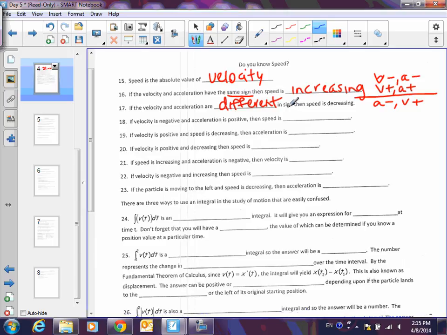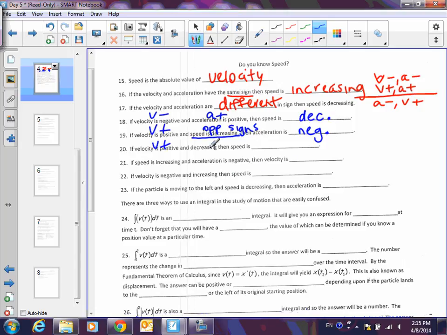Alright, let's go over these. I know a lot of you are not done. That's okay, but you've at least thought through some of them. So if velocity is negative and acceleration is positive, and one thing you might want to do on these if you're confused is actually write that out, then speed is doing what? Decreasing. DEC is an appropriate abbreviation for decreasing on the AP test. They accept that. Alright, if velocity is positive and speed is decreasing, that tells us that we have opposite signs. Then what should acceleration be? Negative. And NEG is an appropriate abbreviation for negative.